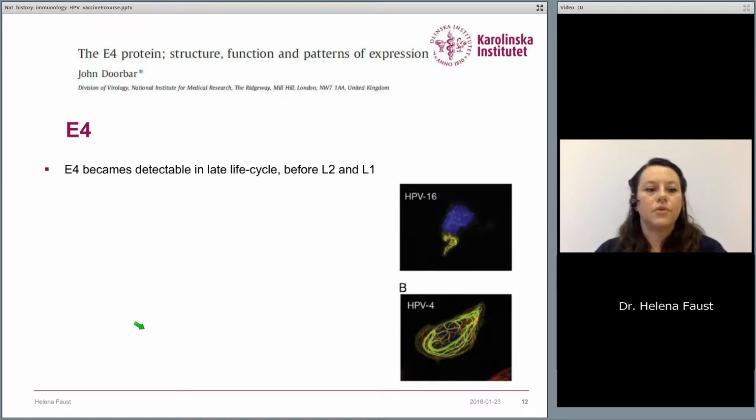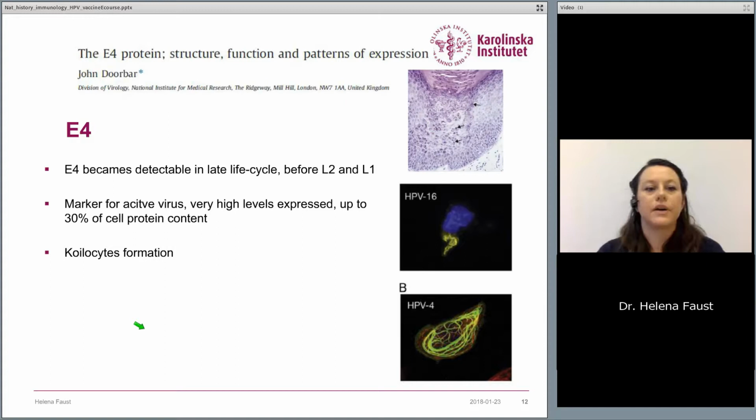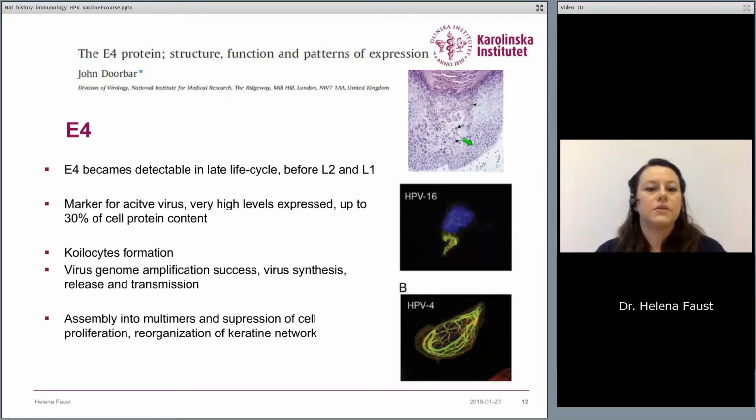Later in life starts E4 expression, just before capsid proteins will be expressed. This is a marker for active virus, and it's expressed in extremely high levels, so that 30% of the cell content can actually be E4 protein. It's also forming koilocytes. Koilocytes are here. E4 expression is a marker for virus genome amplification success, virus synthesis, release, and transmission.